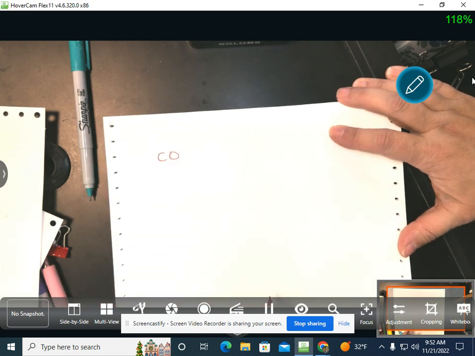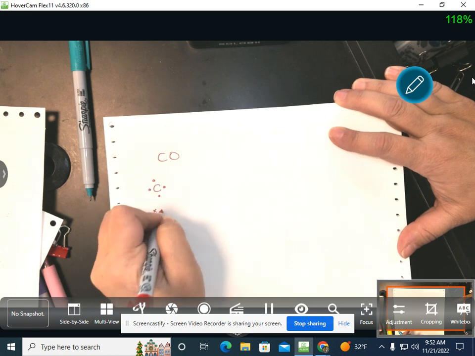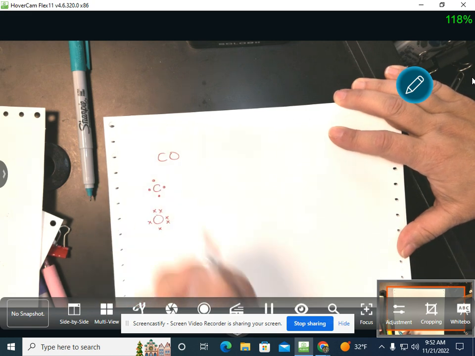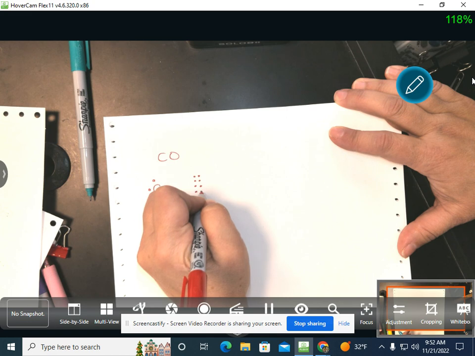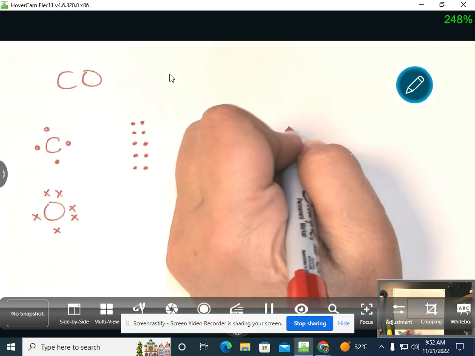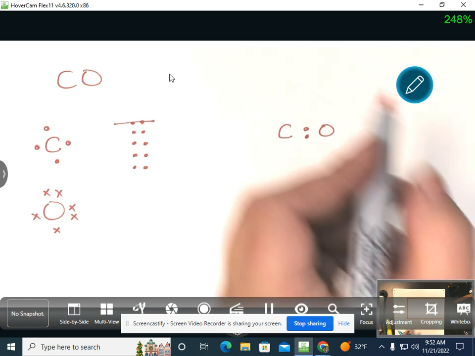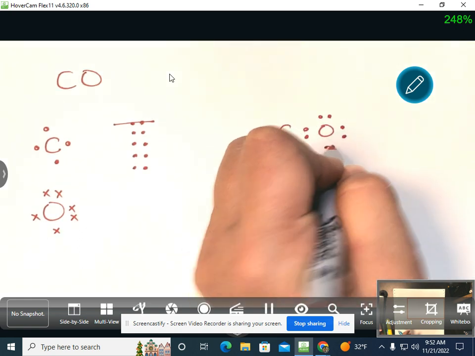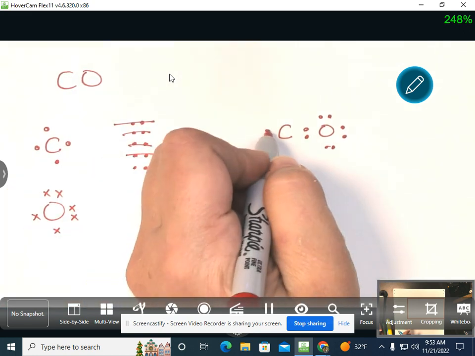Let's do carbon monoxide. Carbon has 4 electrons. Oxygen has 6. That's 10 electrons total. So that's 5 pairs. Okay? Glue the carbon and the oxygen together with 1 pair. Who gets the electrons next? Oxygen. So he gets his octet completed. Bam, bam, bam. We got 1 set left. Who gets them? Carbon.